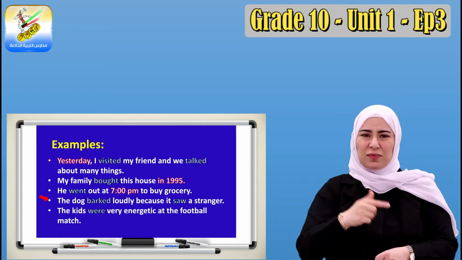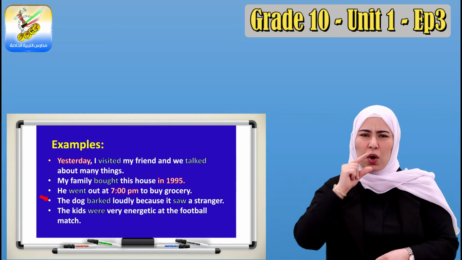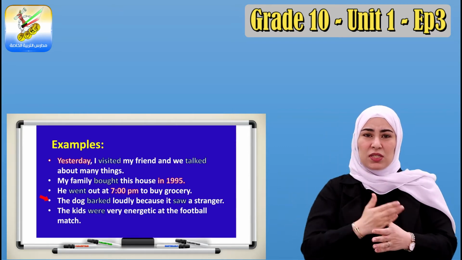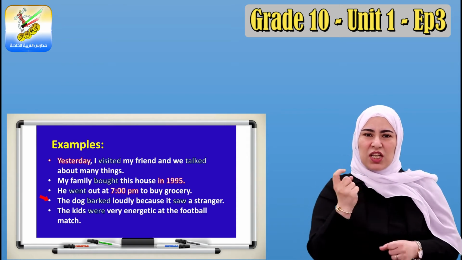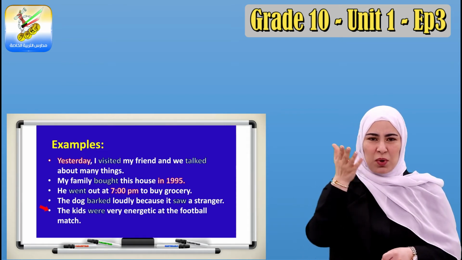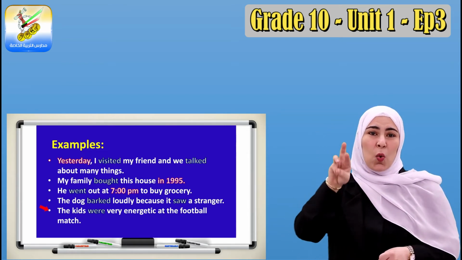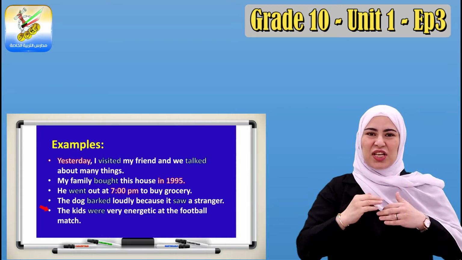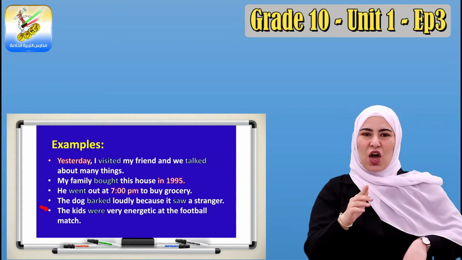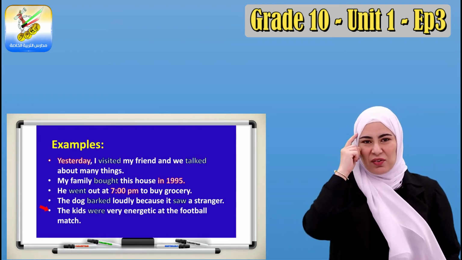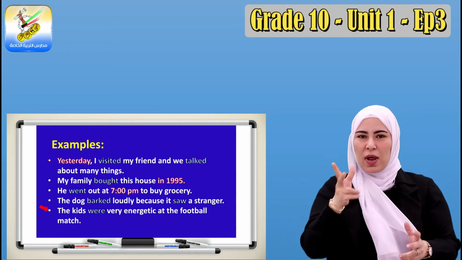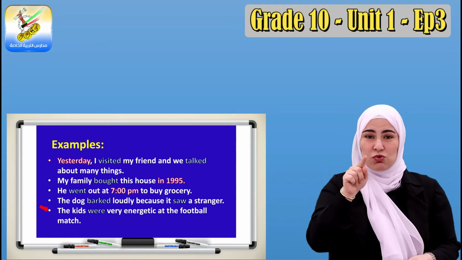The dog barked loudly because it saw a stranger. So here, saw and barked are both in the past. The kids were very energetic at the football match. So the word were, the verb to be were, tells me that this sentence is in the past. Now let's test your understanding.